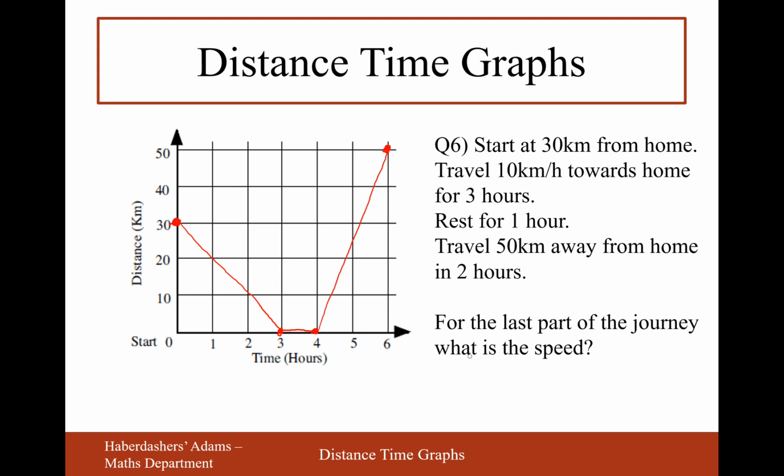And for the last part of the journey, what is the speed? Well, we've travelled here 50 kilometers in 2 hours. So that's 50 divided by 2, which is 25 kilometers per hour.